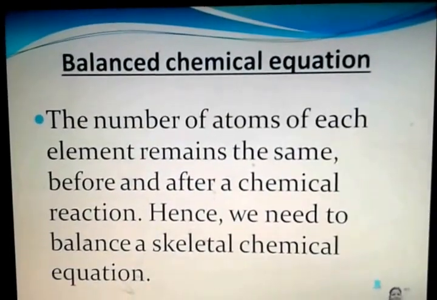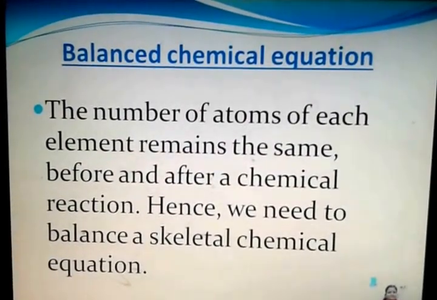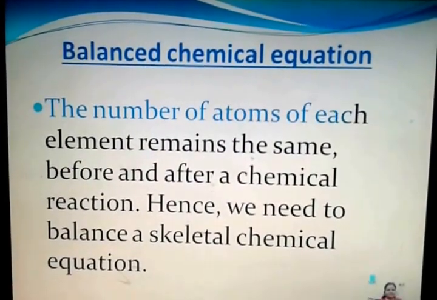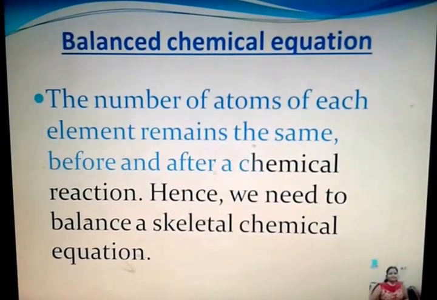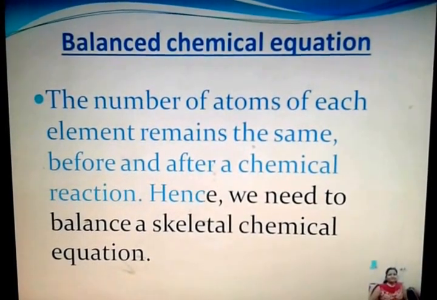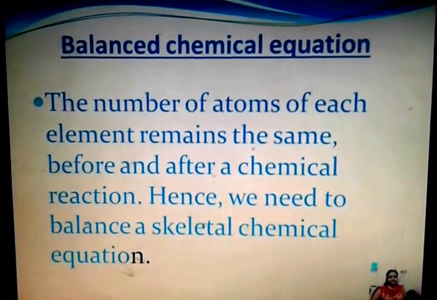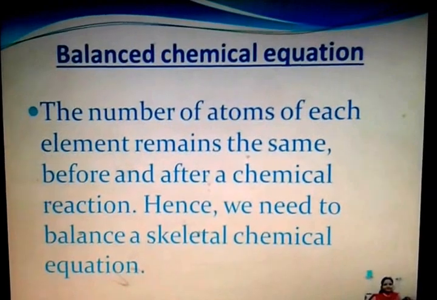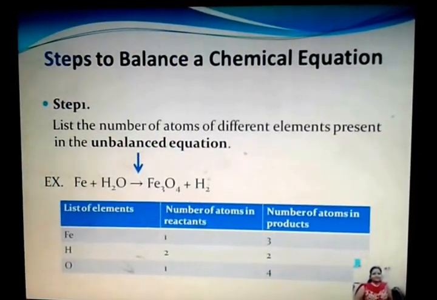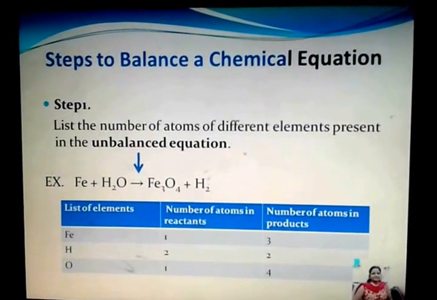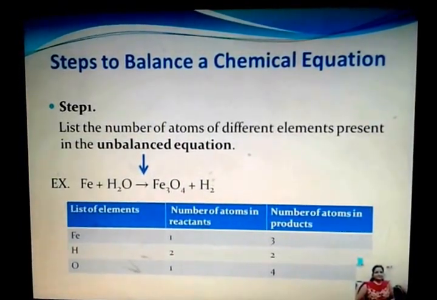Now, balanced chemical equation. The number of atoms of each element remains the same before and after a chemical reaction. Hence, we need to balance a skeletal chemical equation. Steps to balance a chemical equation. Actually, there are 5 steps. I will tell you all the steps one by one.